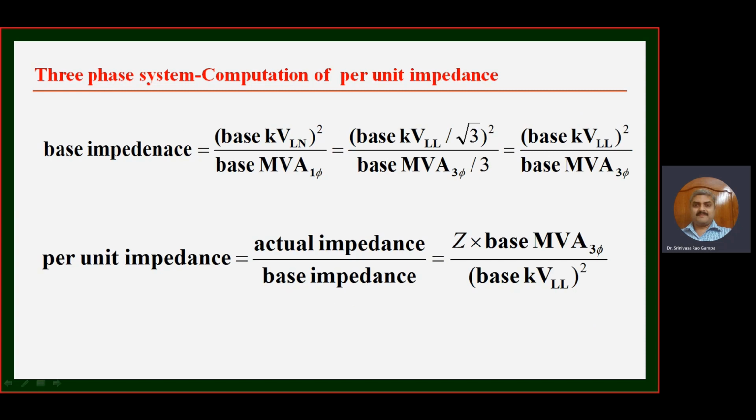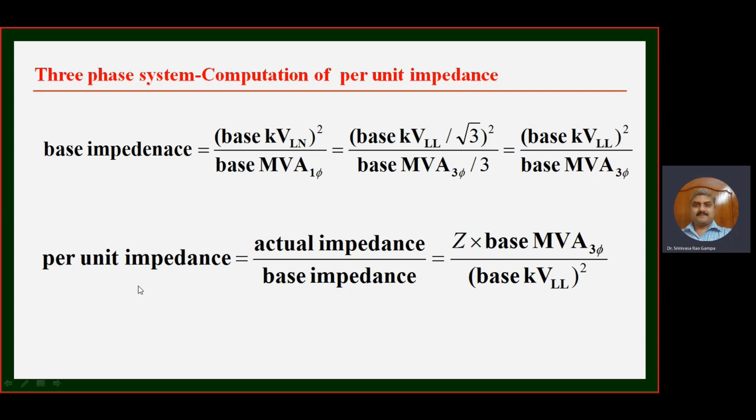Next, the per unit impedance value. Initially we derived it in terms of single phase values. Now we have to convert the base impedance first in terms of three-phase values. The formula we derived is base kVLN whole square by base MVA single phase. So kVLN is kVLL by root 3 and MVA single phase is base MVA by 3. If you do this, you will get base kVLL whole square by base MVA three-phase. This is the formula for calculating the base impedance.